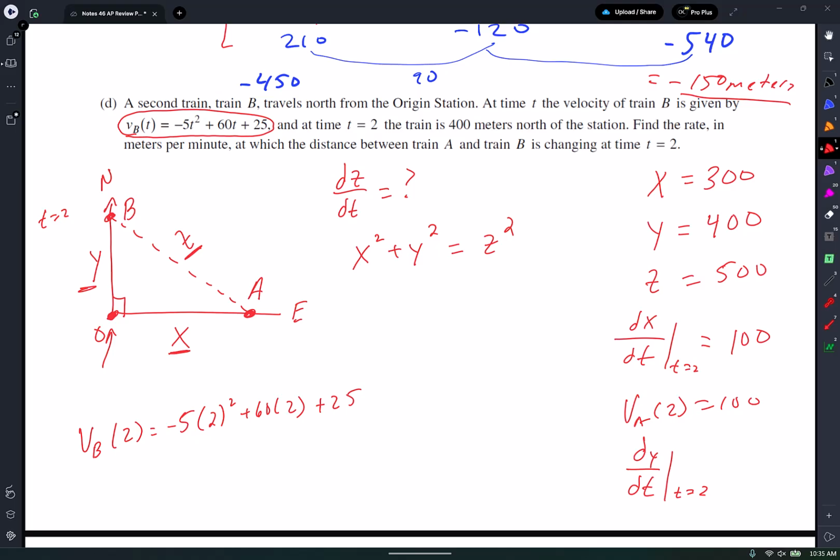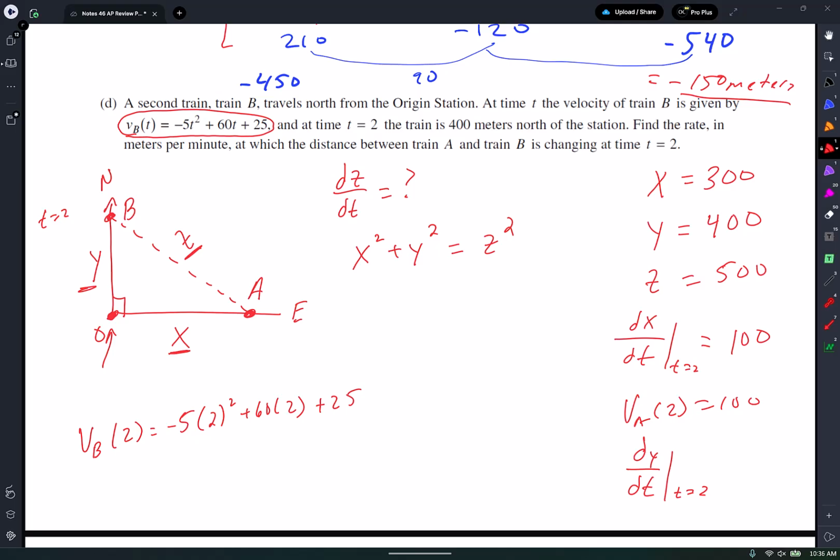Wait, can you explain that one more time, please? Yes. The model for train B, the velocity of train B is this guy. So if I plug in a 2 in there, that's going to be my dy dt. That's how fast I'm moving up the y-axis here. Are we okay? Yes. Okay.